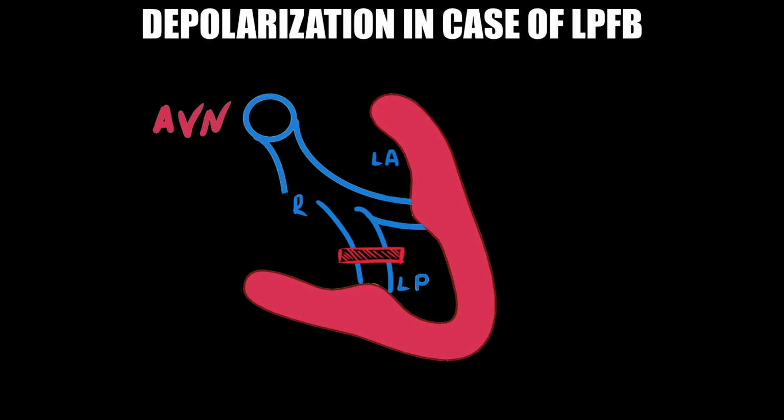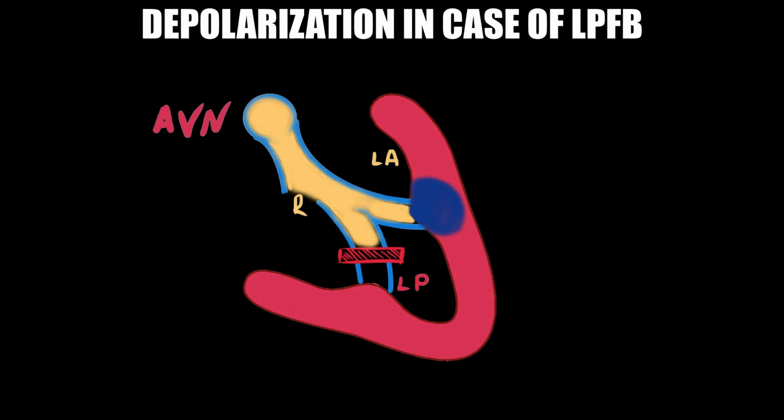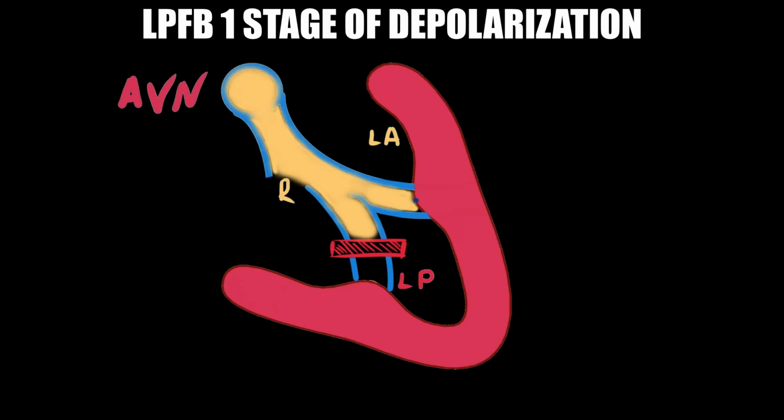In the case of the left posterior fascicular block, depolarization begins via left anterior fascicle alone, at the anterior papillary muscle, and then spreads to the rest of the ventricle. So during the first stage of ventricular depolarization, left anterior fascicle activates anterior papillary muscle and a small part of anterior and superior regions of the left ventricle.